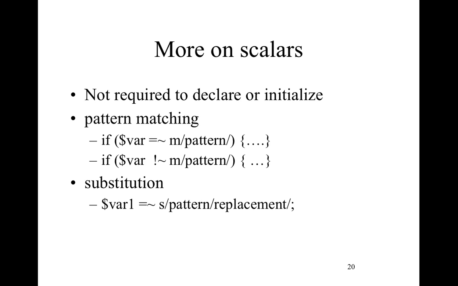Pattern matching exists. So if the variable equals, and then we have the little squiggly line, we give it a pattern. This is a home directory, and it's going to be equal to this pattern or not equal to this pattern. And then we also have substitutions that we can put in there to replace one pattern with another pattern.